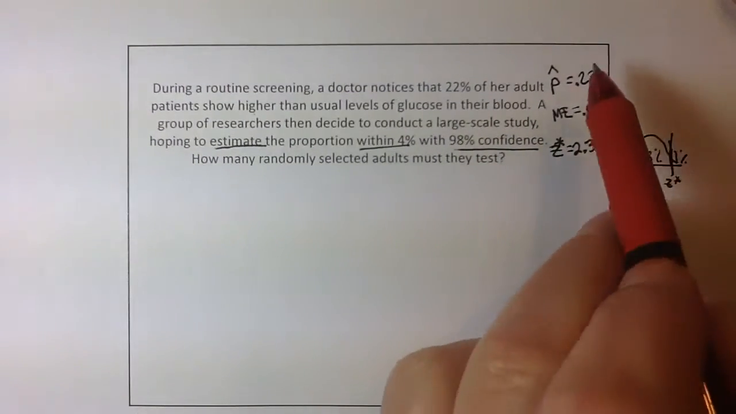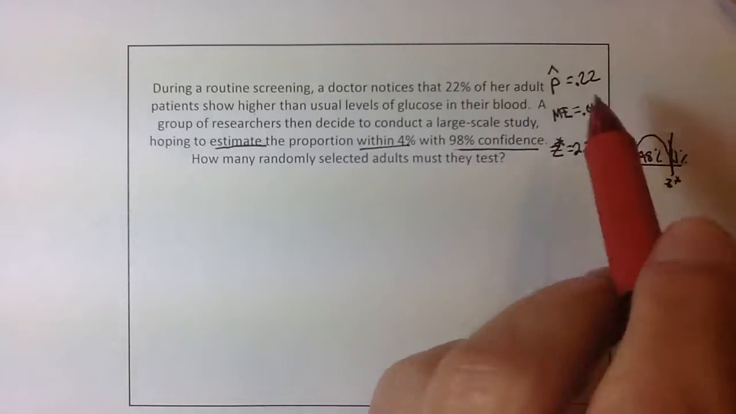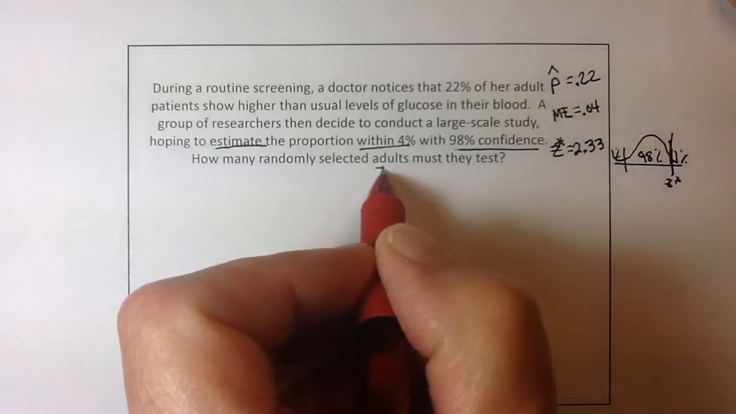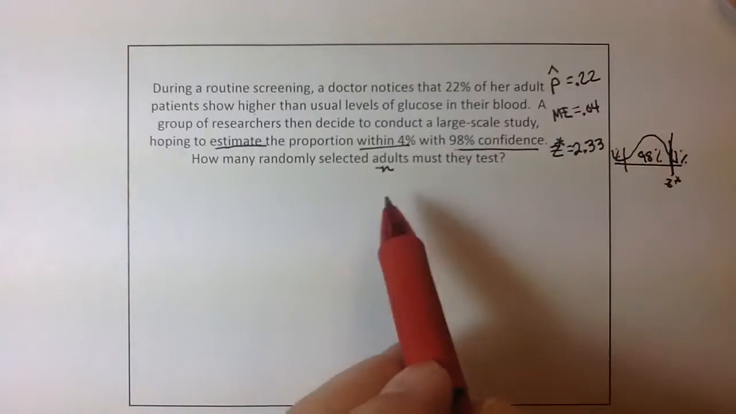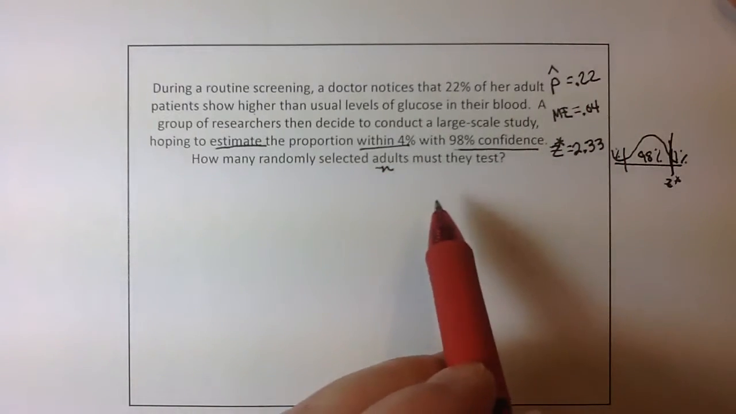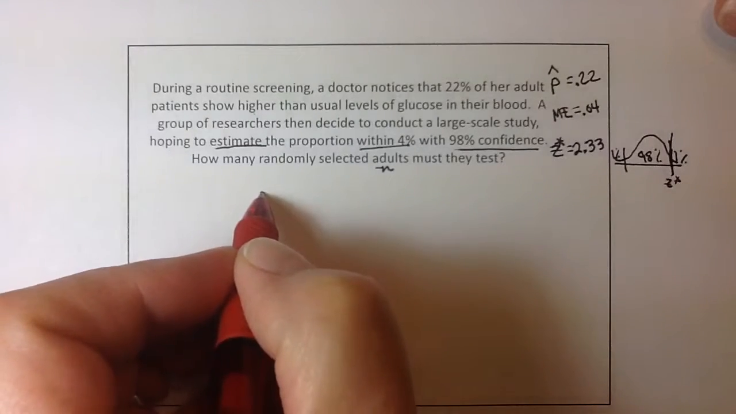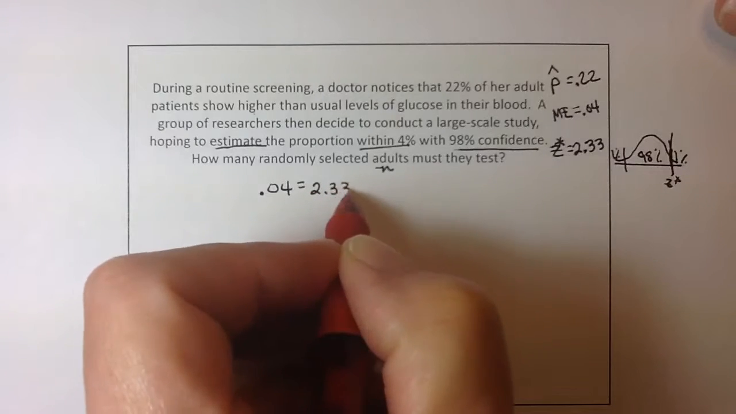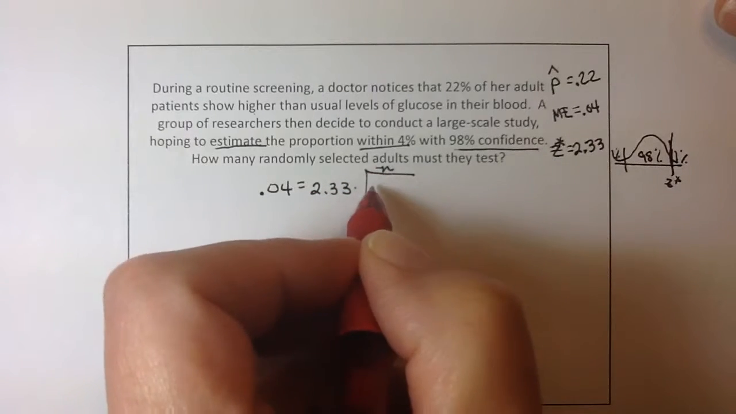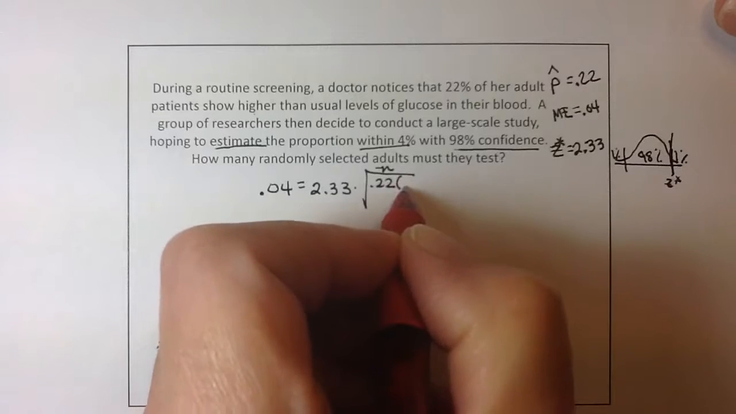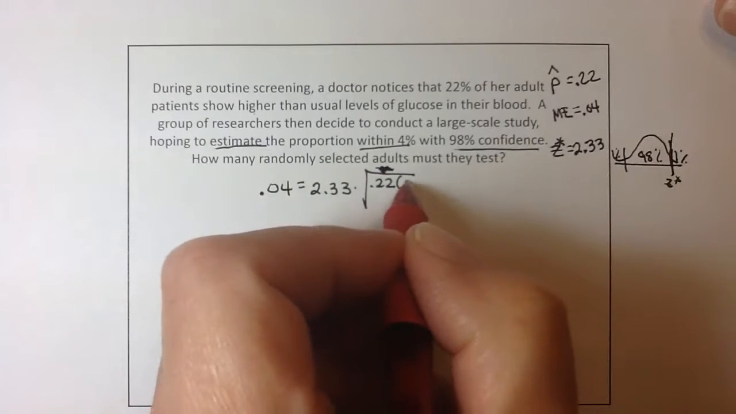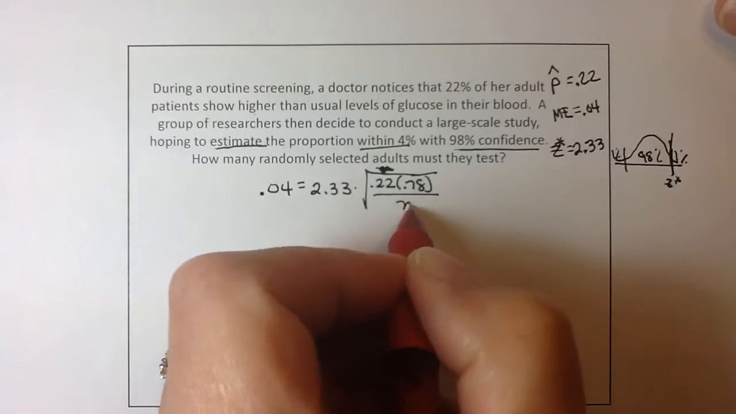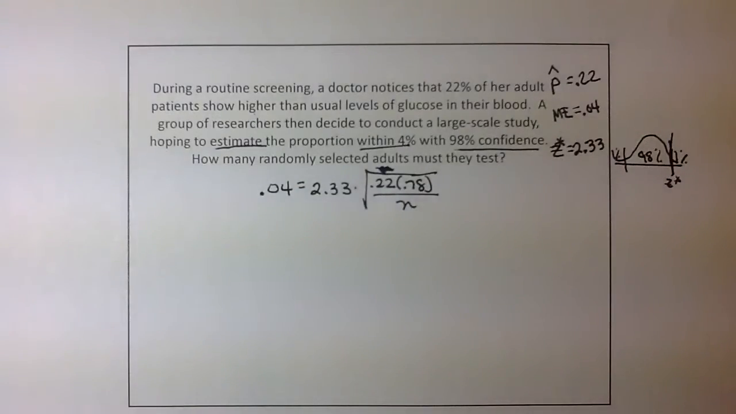Okay, so what we have that associates all these numbers and what we're looking for, how many randomly selected adults, that's n, must they test? To associate all those things, we need a margin of error formula. So the margin of error, 0.04, equals z-star, 2.33, times the square root of p-hat, that's 0.22, times q-hat, that's 0.78, over sample size, which is what we don't know. It's what we want to solve for.